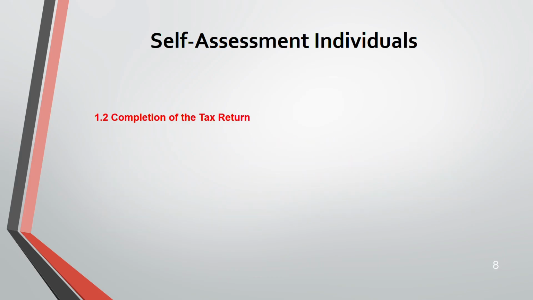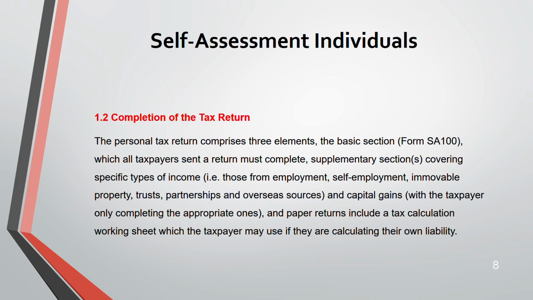Then, completion of the tax return. The tax return has three elements. One is your basic section, that is form SA100. This all taxpayers must complete. Then there's a supplementary section. The supplementary section covers specific types of income, like income from employment, self-employment, property, partnership, overseas, and capital gains.